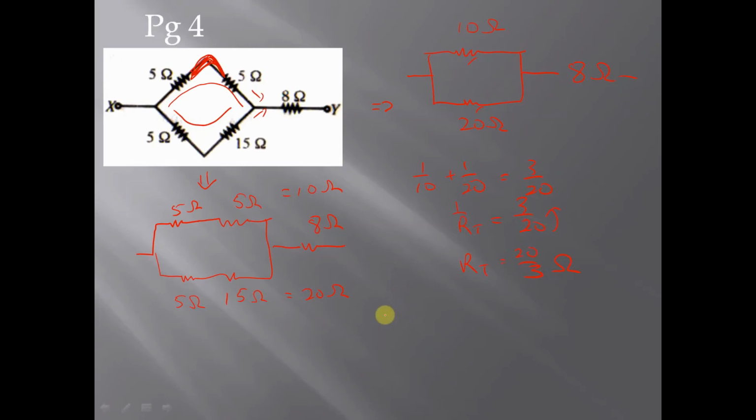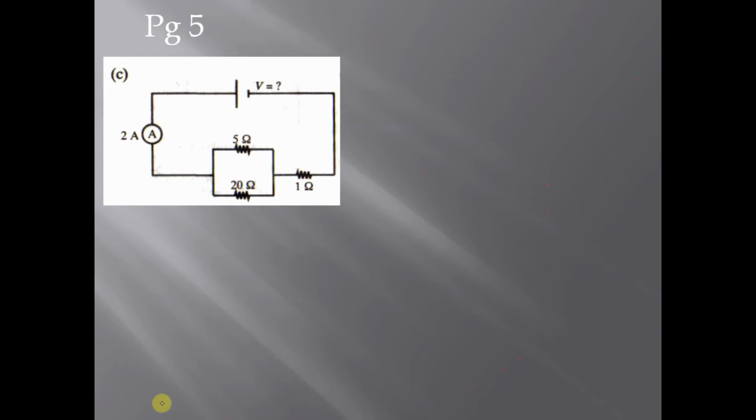And after combining, you will get it becoming a series circuit. So the final answer of the total will be 20 over 3 ohm plus the 8 ohm outside. So how much will you get from here? You get 44 over 3 ohm. That is the answer. Or you can say it's 14.66666. Or 14.67. Okay?